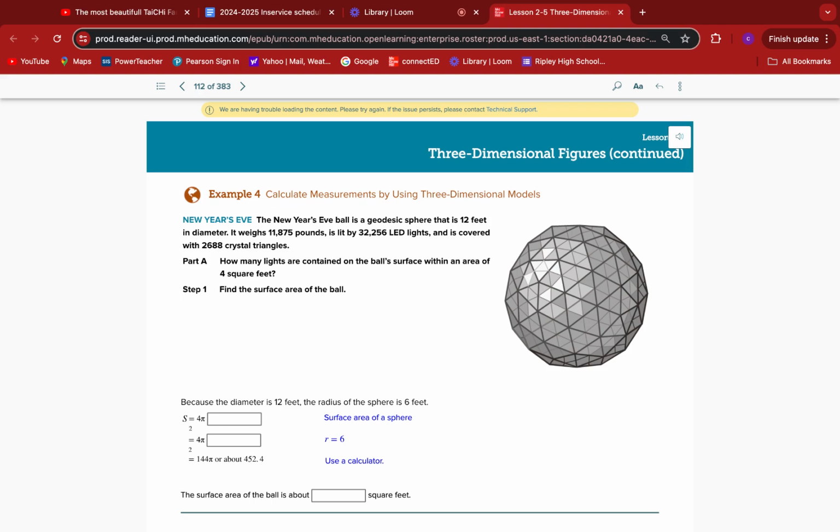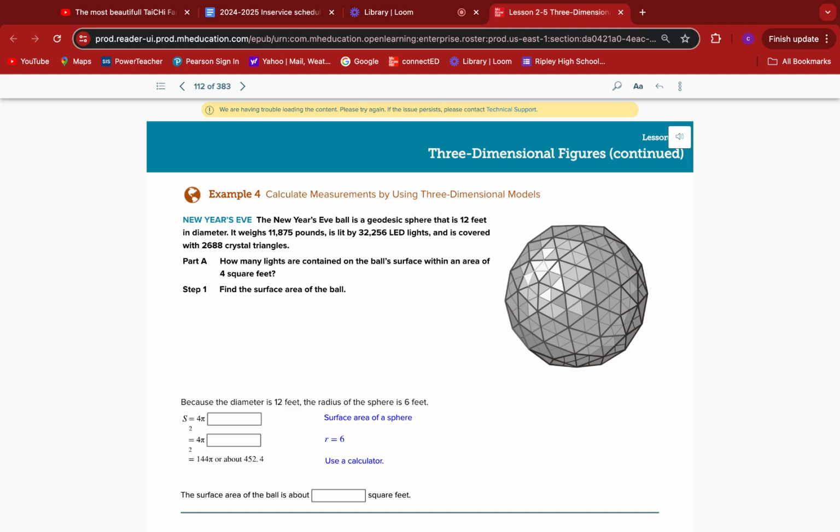It weighs 11,875 pounds, is lit by 32,256 LED lights, and is covered with 2,688 crystal triangles. So it's not a true sphere because it's not completely just circular. It has triangles, crystal triangles. In fact, I guess that's why they call it a geodesic sphere. All right. How many lights are contained on the ball surface within the area of 4 square feet?